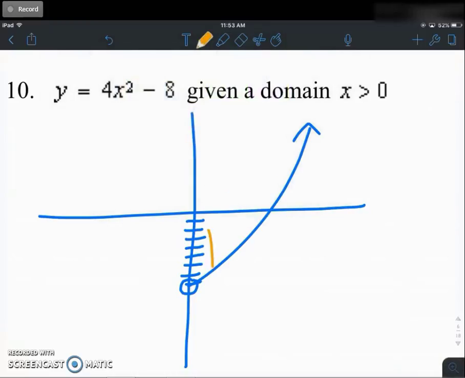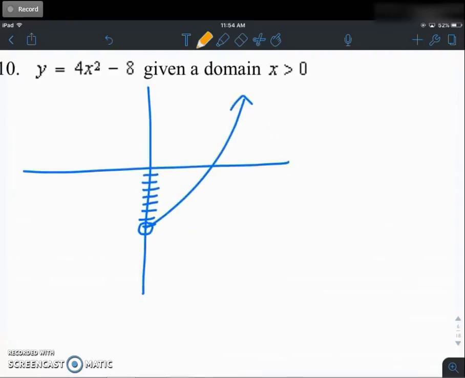It passes the vertical line test. It passes the horizontal line test. So it has an inverse. To find the inverse, again, I'm going to switch x and y. So I'm going to get x equals 4y squared minus 8. To solve for y, I'm going to add 8. And I get x plus 8 equals 4y squared.